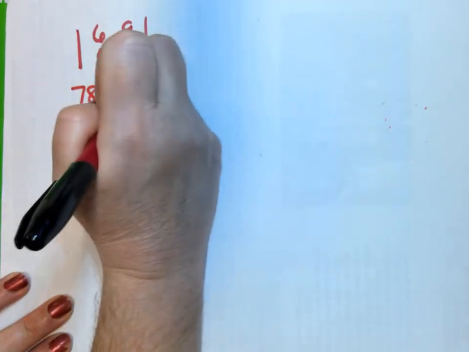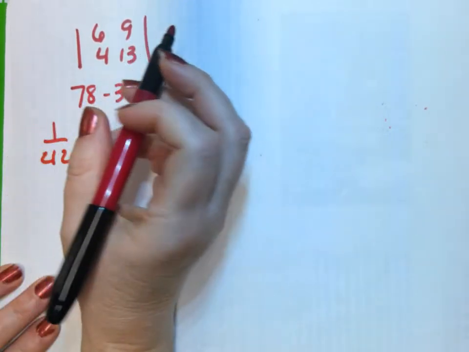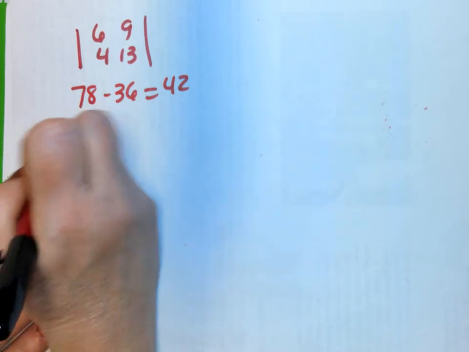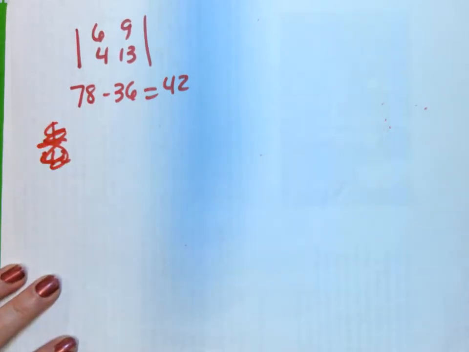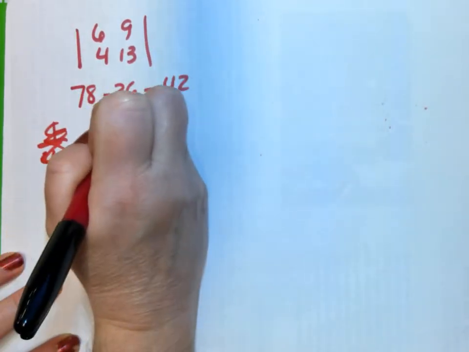And minus 36 gives me 42. So I have 1 over 42. Oh, this is using an inverse. I don't really want to do an inverse. It doesn't say how, so yeah, I guess I can do both. So as the inverse, it's 1 over 42.